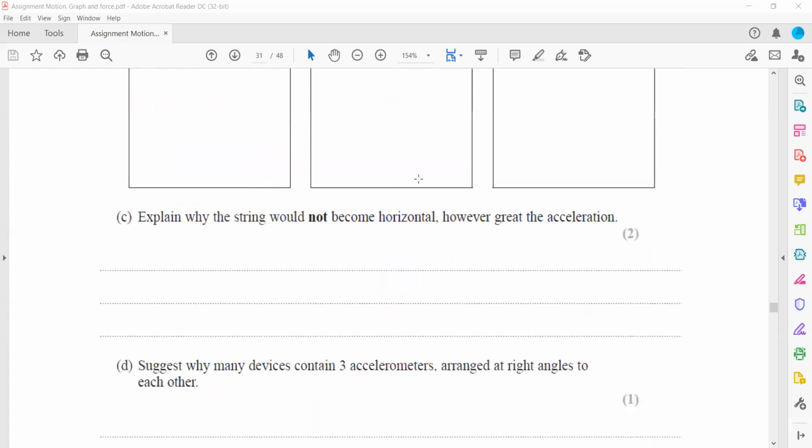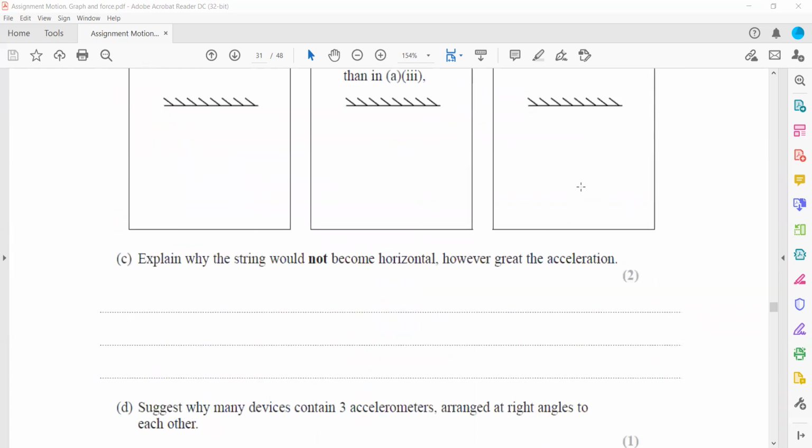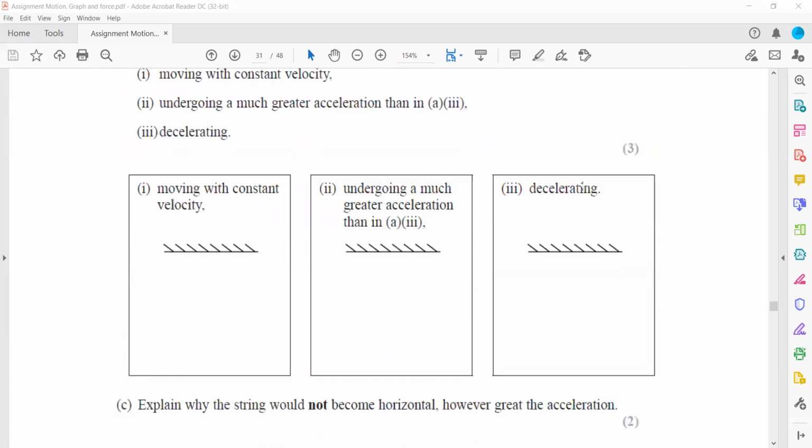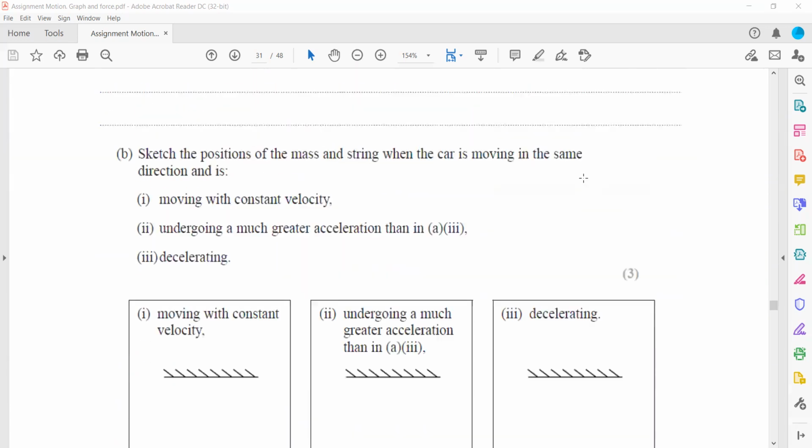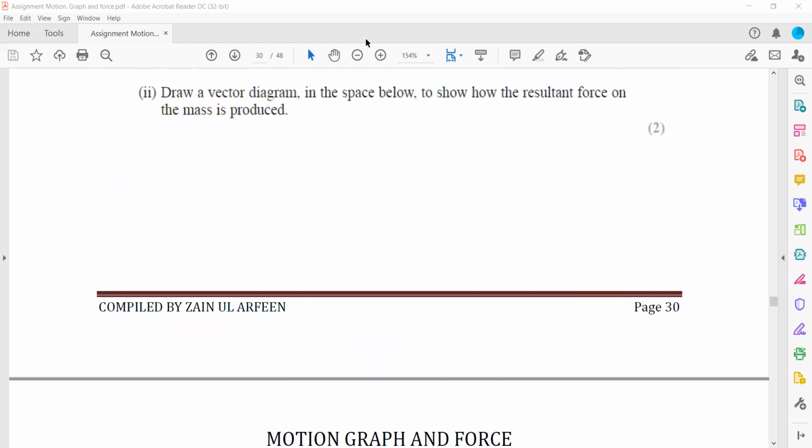Why would the string not become horizontal, however great the acceleration? Why can the string not be horizontal? Why can it not be like this? Even with greater acceleration, the string cannot be horizontal. The angle will increase, but it will never be horizontal. What is the reason for that?